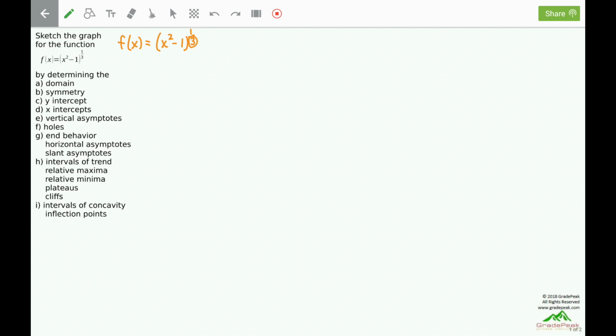The denominator of the fractional exponent is the root. It's an odd number here, and the domain of an odd root is all real numbers. So for part A, collectively the domain will be all real numbers, or negative infinity to positive infinity.